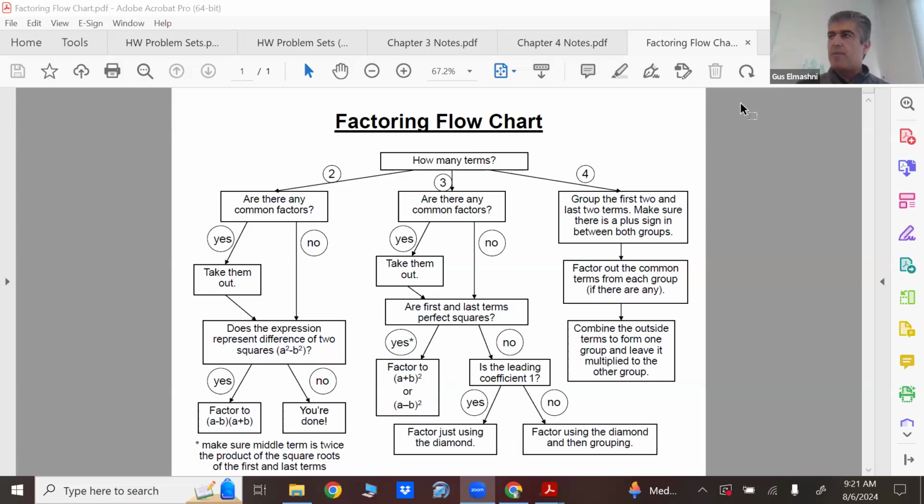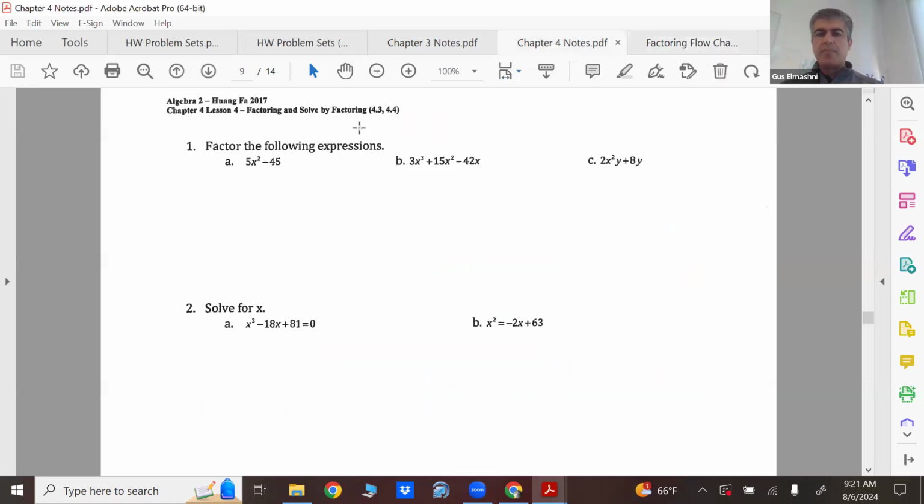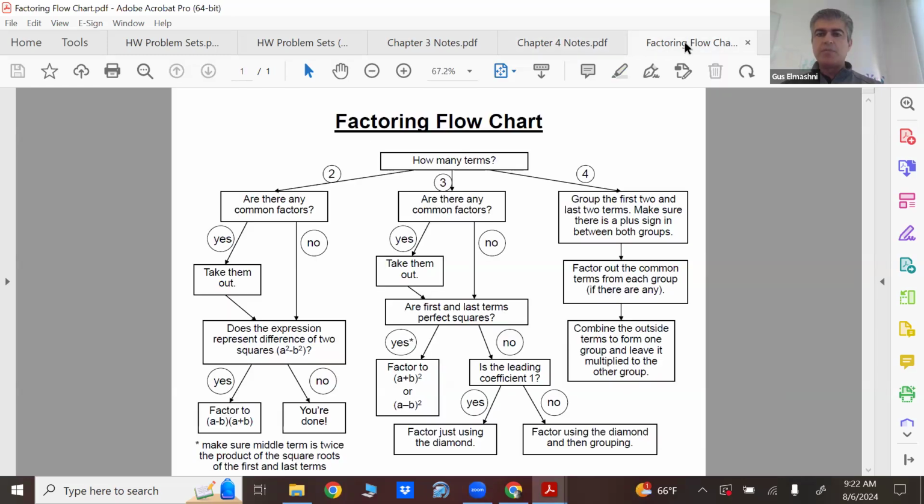Okay, so factoring flowchart. Ultimately, I want you to not be too reliant on this, but if you ever get stuck, this could be a good way to help you out. So ask yourself how many terms you've got, and then you answer a bunch of other questions afterwards. For example, if I have two terms, like 5x squared minus 45, I look at the flowchart and realize, okay, I've got two terms. Are they in common factors? Yes. Take them out. And does it represent the difference of two squares?